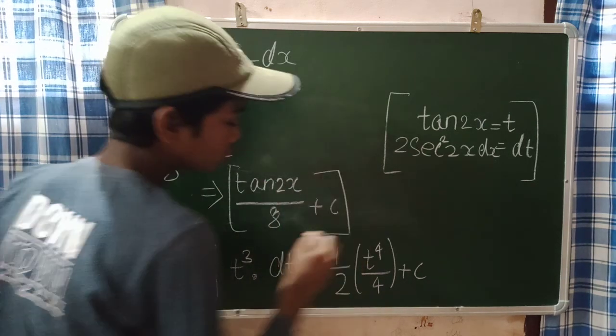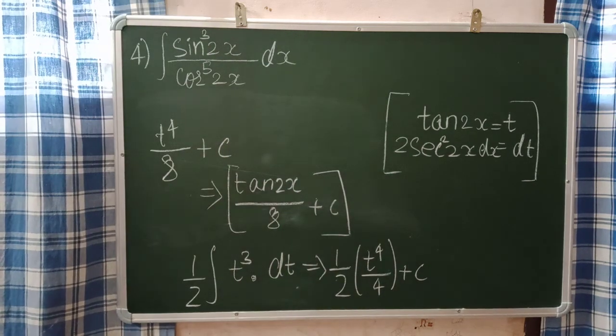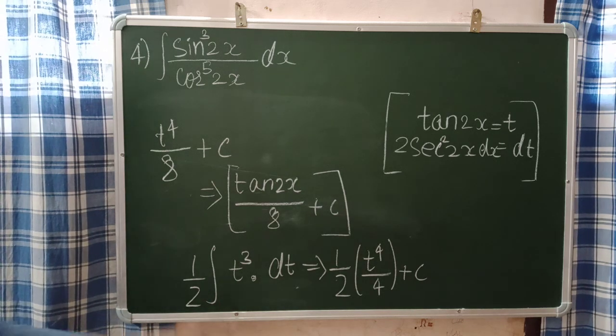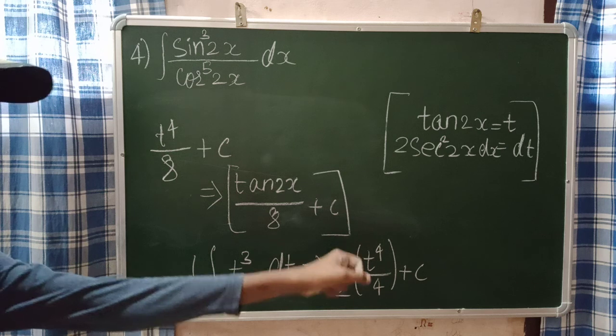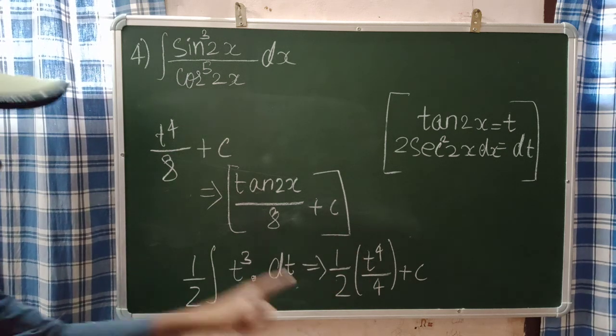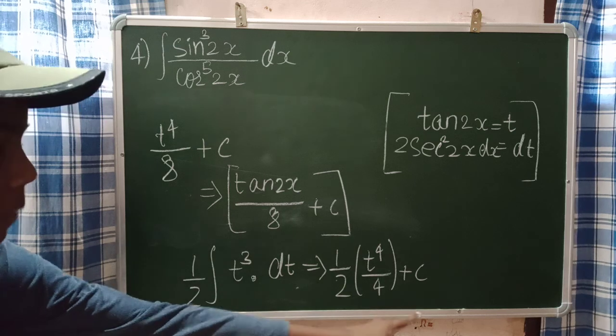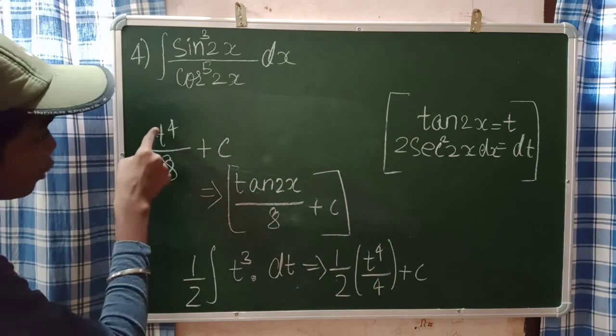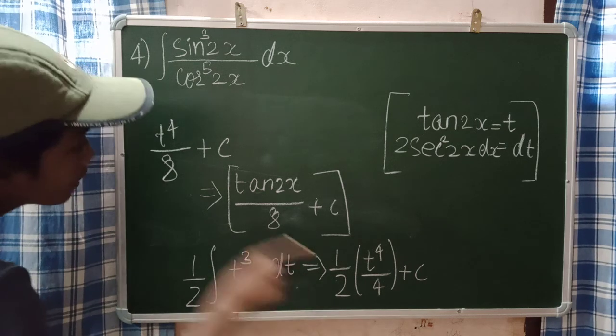Okay guys, what I did is just use your integration formula. Half into integral of t cube dt. Integral of t cube is nothing but t to the power of 4 divided by 4. This is a basic integration formula. So half into t to the power of 4 divided by 4 plus some constant will be nothing but 2 into 4 in the denominator, so t to the power of 4 divided by 8, plus some constant.